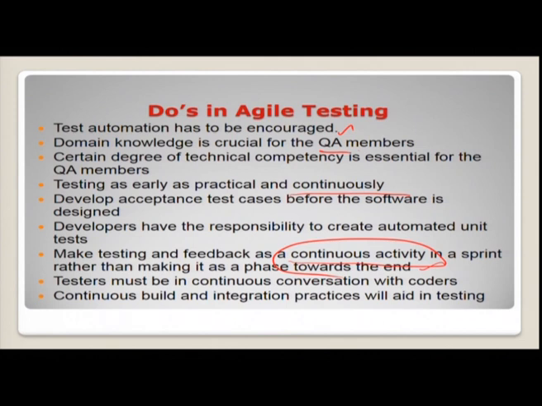Testers must be in continuous conversation with coders. That is where you have a gelled team. You need to collaborate with the coders. In extreme programming, you have a technique called pair programming, wherein two people sit together and work on a single logic of code. One will be a tester, the other will be a developer. That is the reason you need to have continuous conversation with the coders. Continuous build and integration practices will aid in testing. So, these are some of the do's in agile testing.